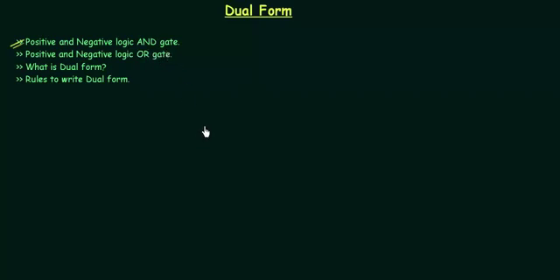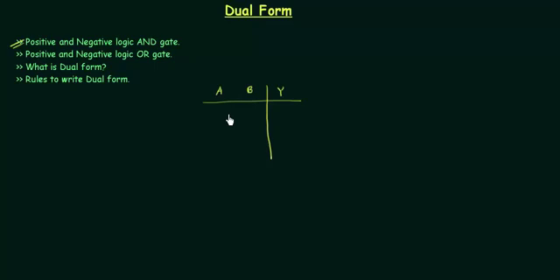I will take a 2-input AND gate. Let's say A, B are the two inputs, and the output of this 2-input AND gate is Y. And you already know, in case of AND operator, the output will be high when both the inputs are high, and if any of the input is low, the output is going to be low.